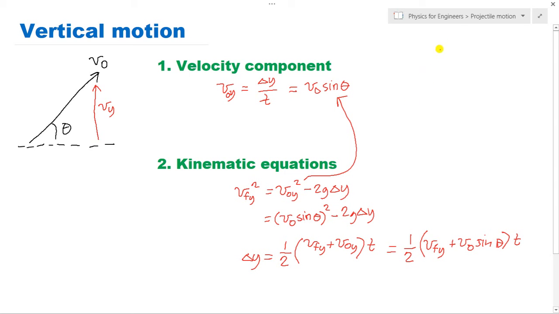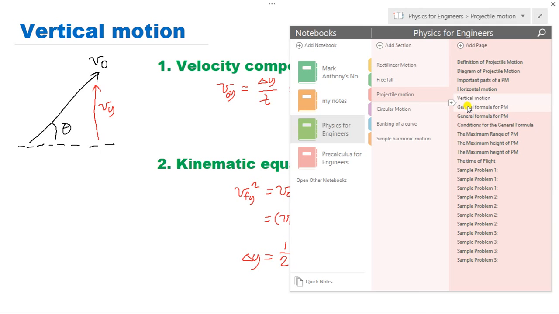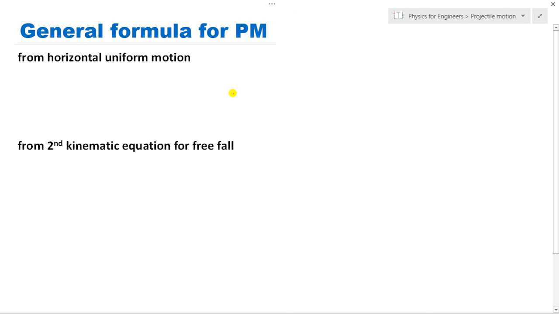So since we are already through with that one, let's try to derive the general formula for our projectile motion. Yung general formula pala for projectile motion, this is very useful whenever you are going to find the position of your projectile. Let's say I have here an object, and then I throw it at a certain angle with an initial velocity V naught, at a certain angle theta.